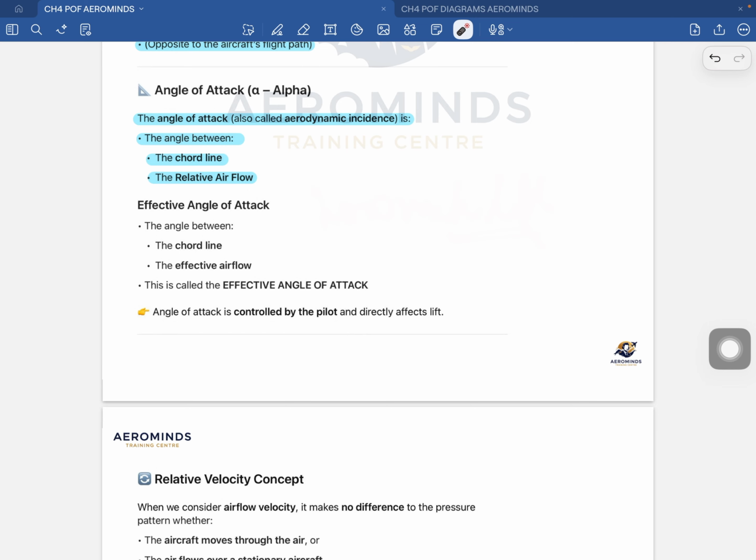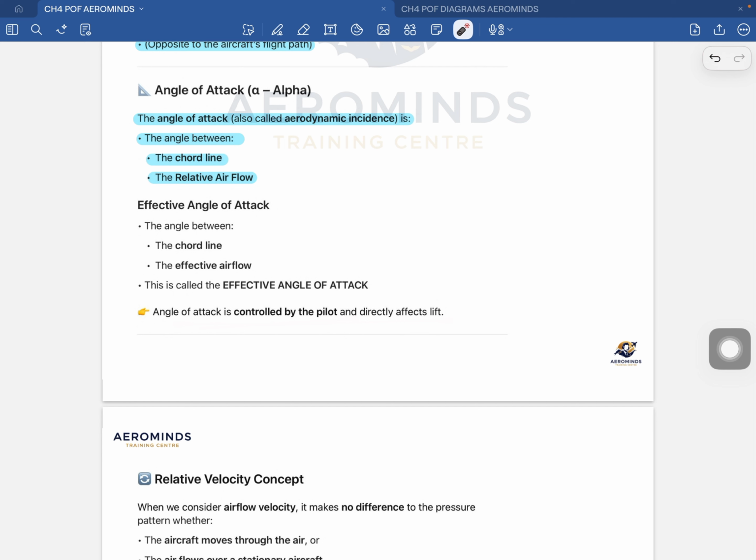Also remember this last line, which is very important for flying and also for the exams. Angle of attack is controlled by the pilot. Speed does not directly control the lift. The power does not directly control the lift. The pilot controls the lift primarily by changing the angle of attack.